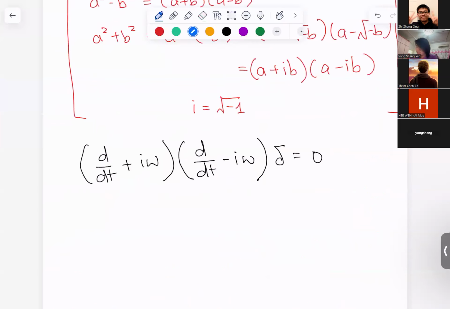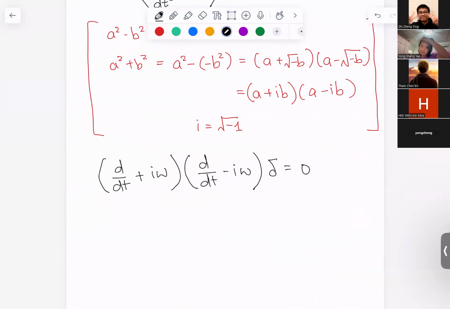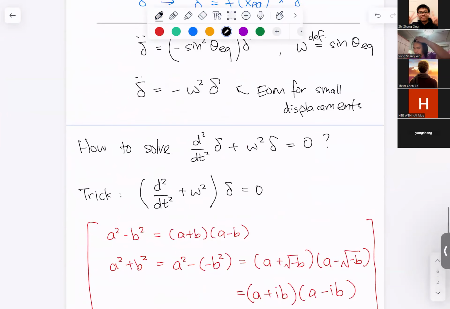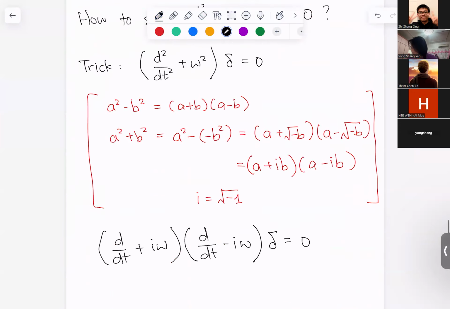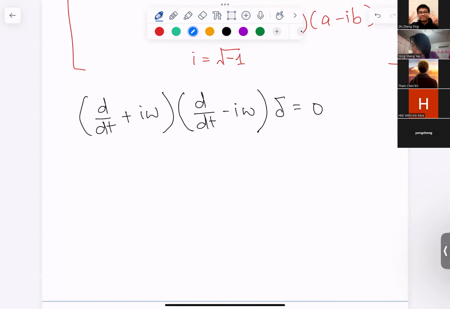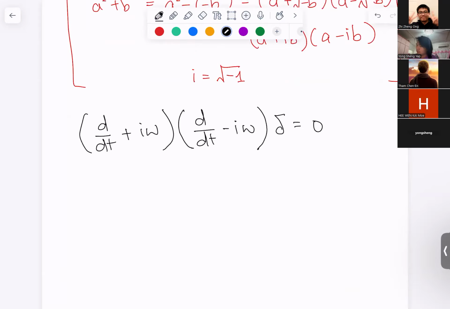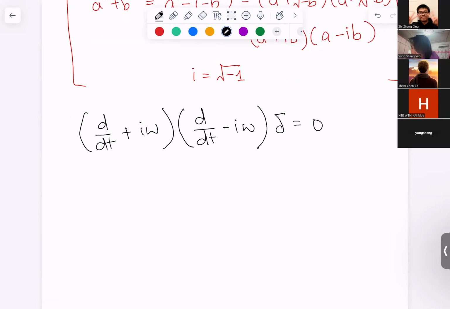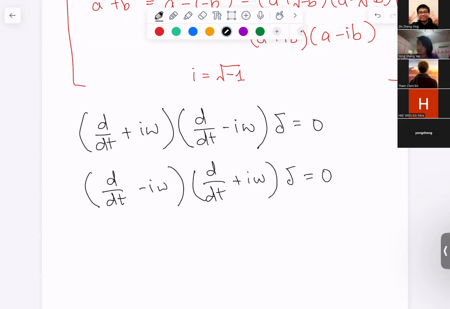Okay. So the reason why I wanted to do this is because factoring out this thing makes a little bit more sense than the other ways people solve this equation. There's also some magic, but it's not that much magic. You could also multiply this out and get the original equation. There's also another way to factorize this equation, such that you get d over dt minus i omega and d over dt plus i omega, delta equals 0. So you actually have these two equations. But okay, so what now?